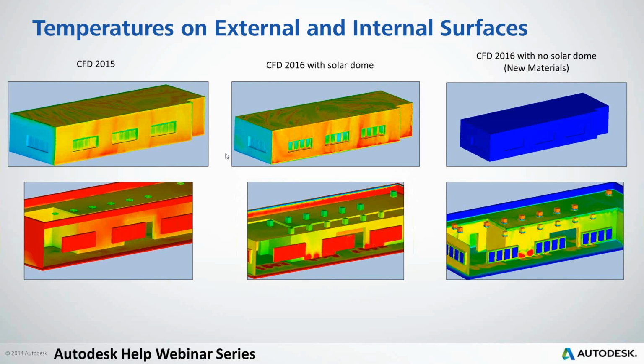And then on the far right, we've done away with the solar dome. So again, the external temperatures are absolutely fixed at 10 degrees C because we didn't apply a film coefficient in this case. But again, the internal temperatures are going to be pretty representative of reality.